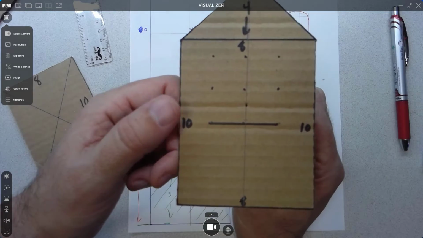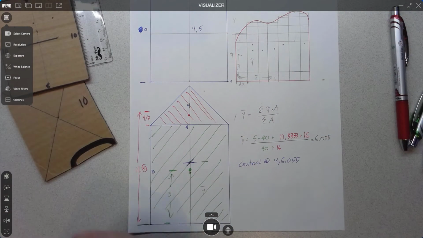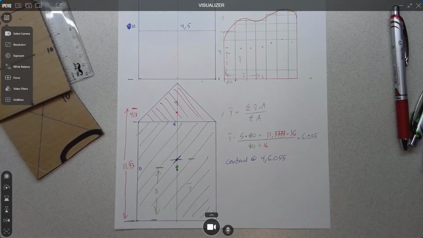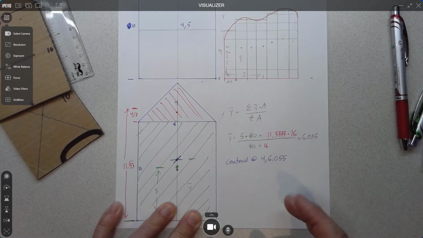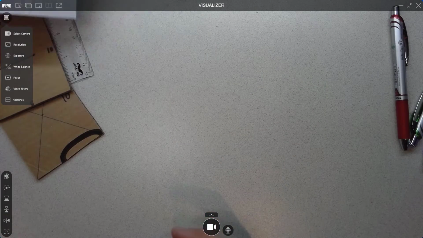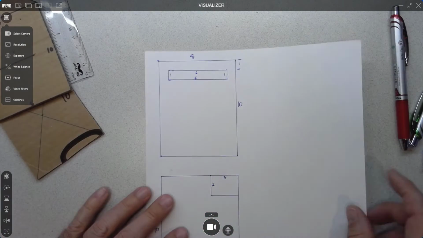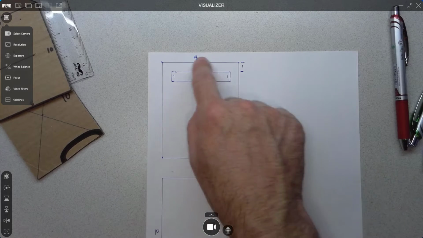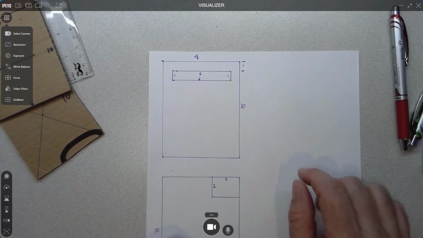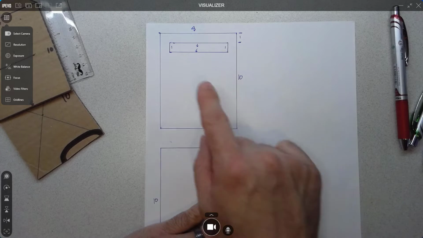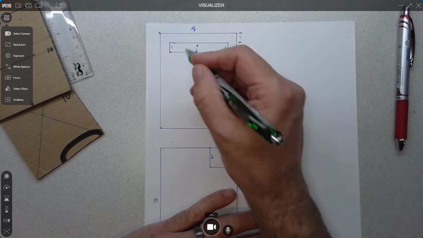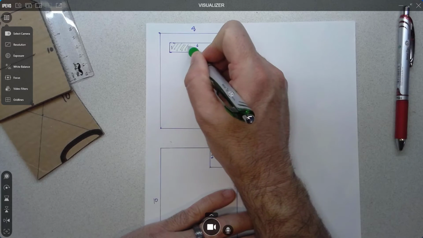Let's look at that mathematically. So we found the centroid when we added a triangle onto our base shape. Let's look at how we would find the centroid if we took away an area from our base part. Let's say we look at the same overall triangle again, 8 by 10 rectangle. But now let's remove this area in here.